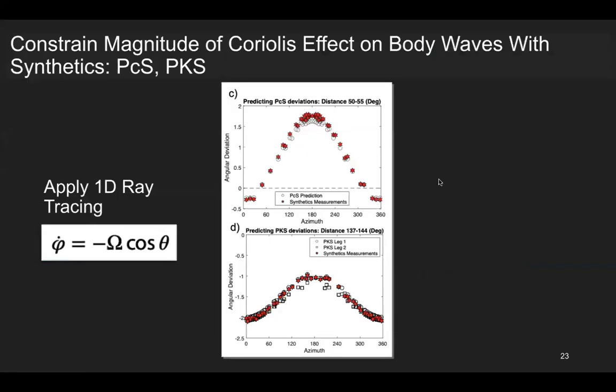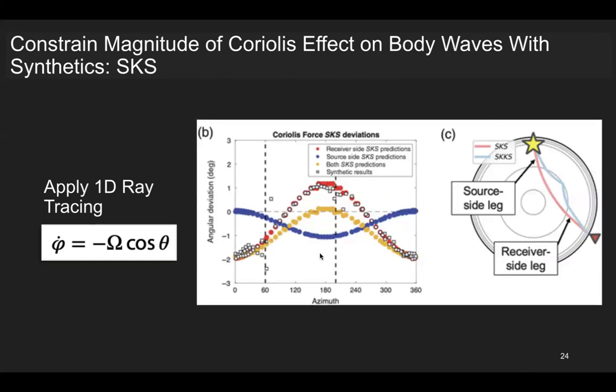So I take that equation and I wanted to see if it would fit my measurements from my SPECFEM simulations, and it was a perfect fit. With this equation, I just applied 1D ray tracing, and it's nearly a perfect fit with the polarization anomalies that I measure versus azimuth. The red dots are my SPECFEM simulation measurements, and the squares are the prediction. I also looked at PcS, just another shear wave, and I also compared it to SKS. I wanted to model SKS.